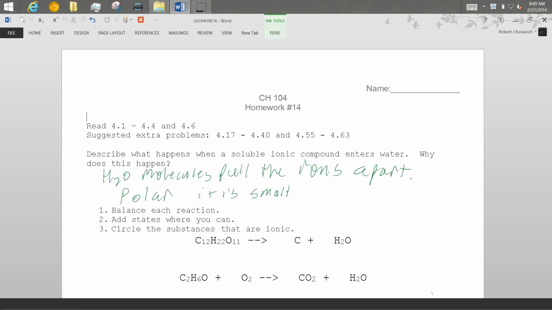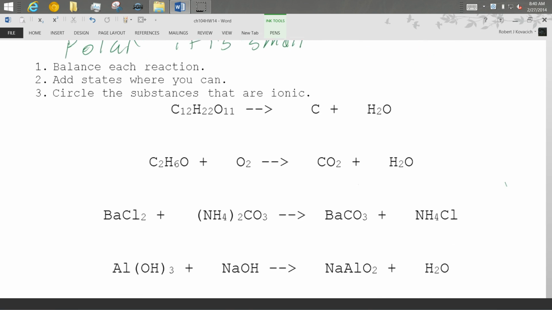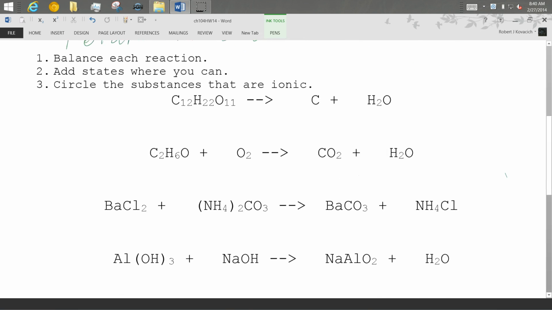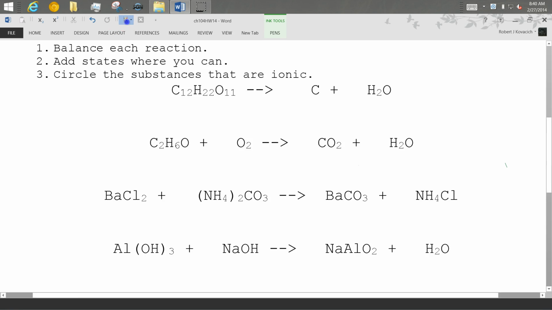Okay, for this next one here, we want to balance this, and we want to try to add states if we can, and circle anybody who's ionic. Do a whole bunch of stuff. Okay. Alrighty, so how do we balance this first one? What do we need? 12 carbons. 12 carbons. And 11 water molecules. Does anybody know what that molecule is, that C12H22?